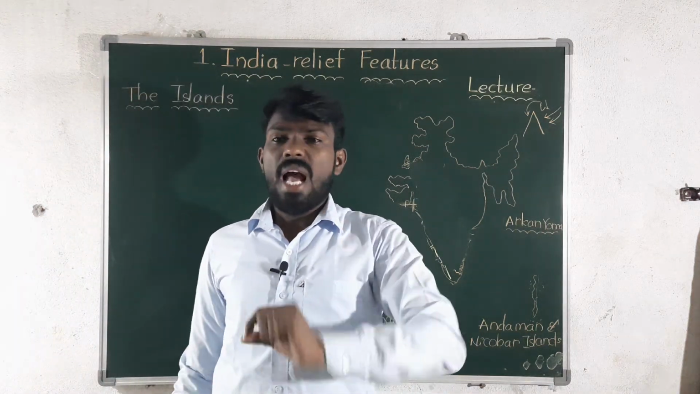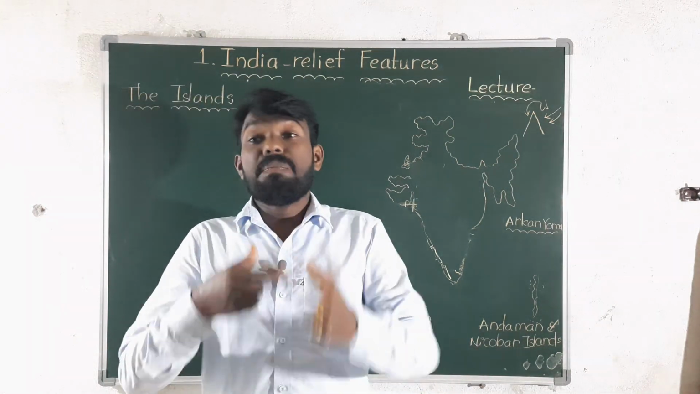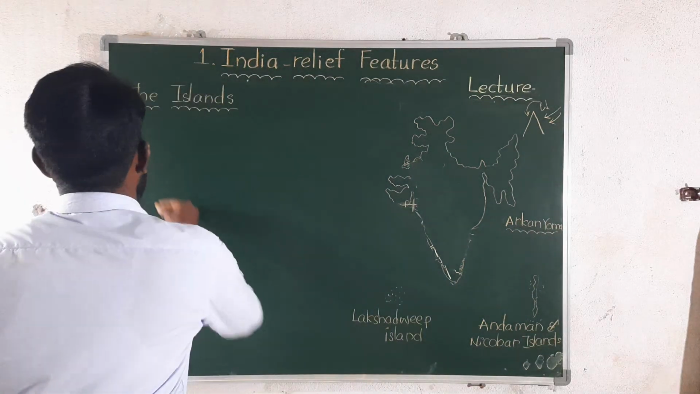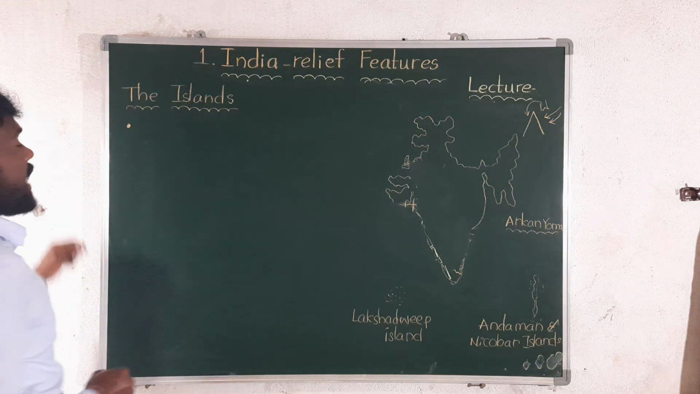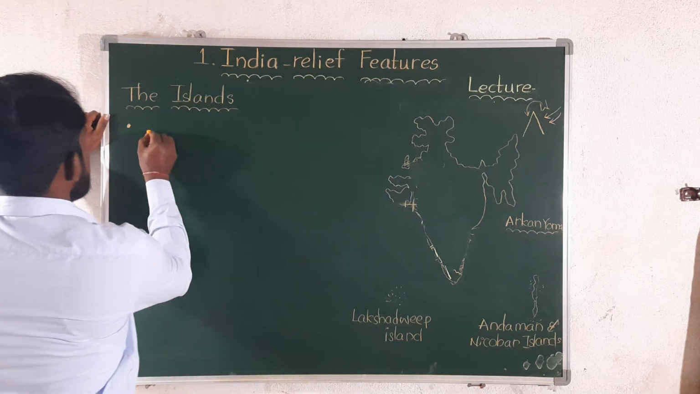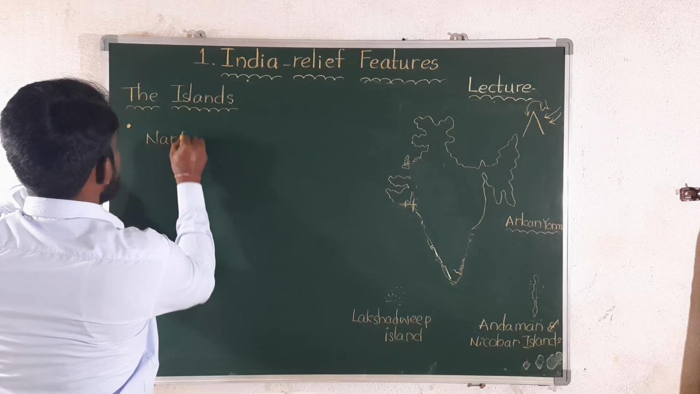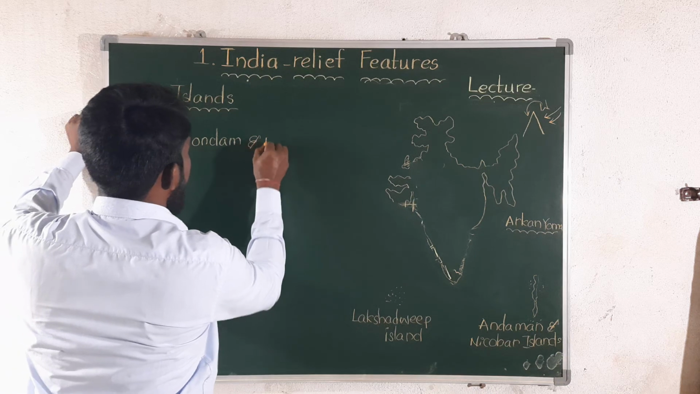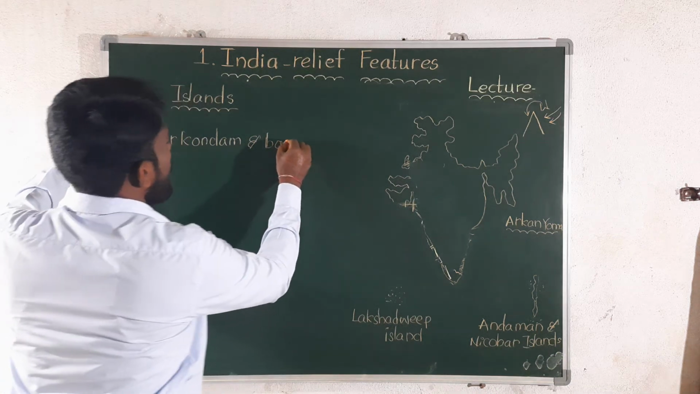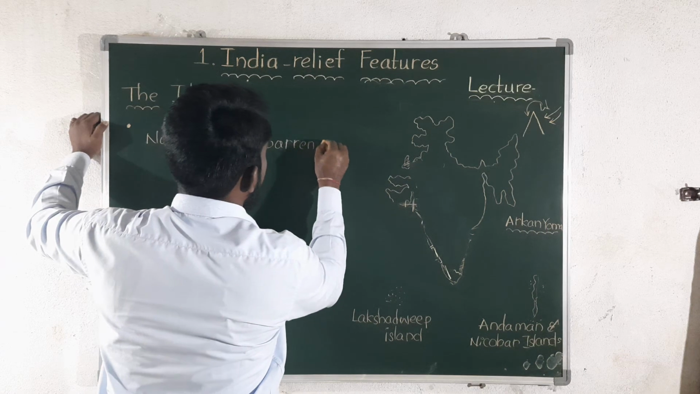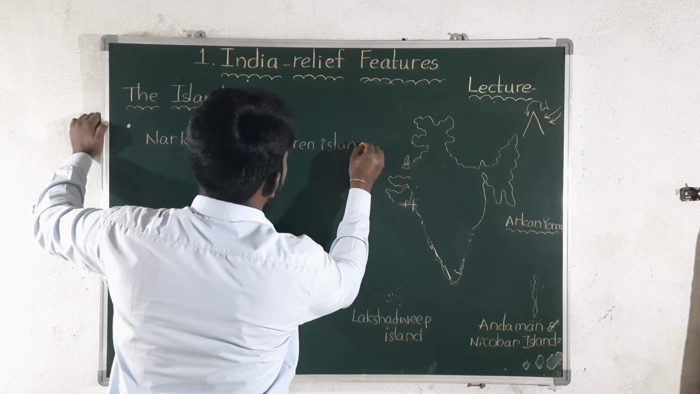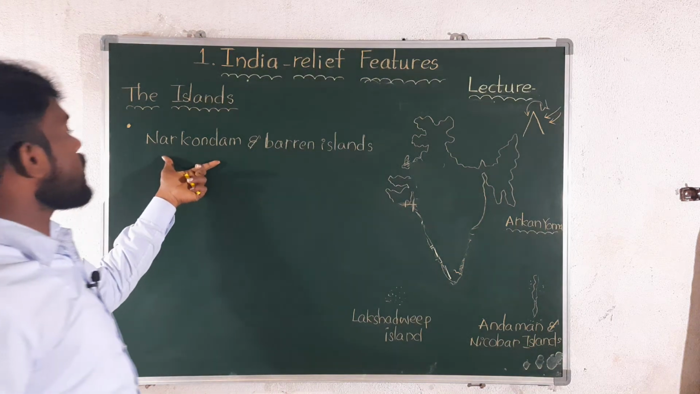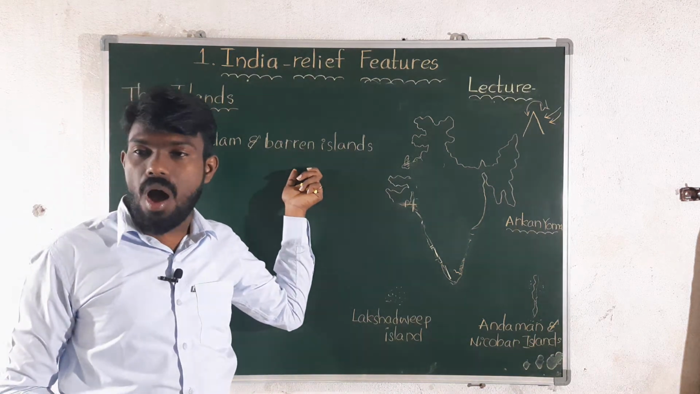Here, Narcondam and Barren Islands are of volcanic origin. Very important. Narcondam and Barren Islands were formed because of volcanic origin.